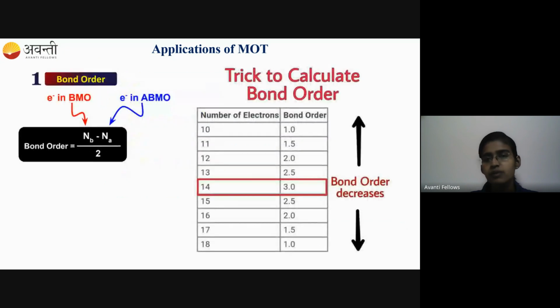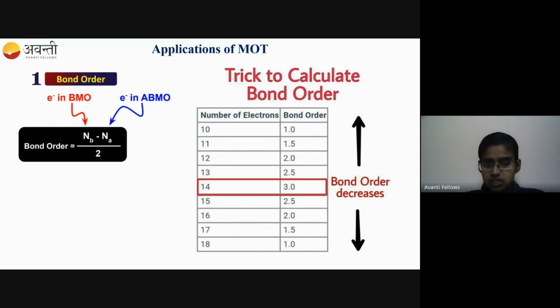There is one formula to find out the bond order: Nb minus Na divided by 2. Nb denotes the number of electrons in bonding molecular orbital and Na is the number of electrons in anti-bonding molecular orbital. Using this formula we can find the bond order, or we can go with the trick on the screen. If the number of electrons in a particular molecule is 14, then the bond order is 3. If it is 13, just reduce 0.5, and keep reducing 0.5 as the number of electrons increases or decreases from 14. Accordingly the bond order will be there for the molecule.